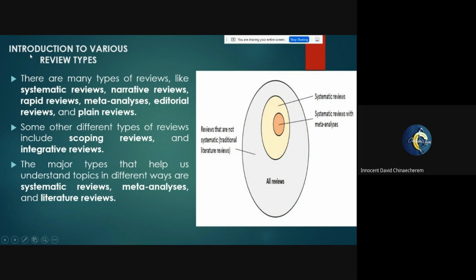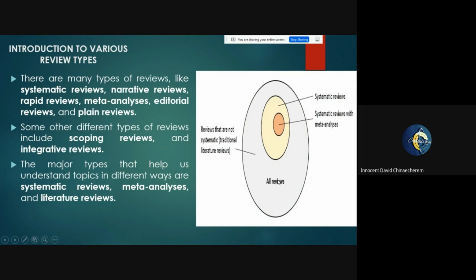So we have various types of reviews in research, right? So usually we've got the ones, there are many of them, like we have the systematic reviews, the narrative reviews, the rapid reviews, the meta-analysis, editorial reviews, plain reviews, right? So all these things all form under the research onion. So it depends on where you find them. So here now at this perimeter here, you find all the reviews.